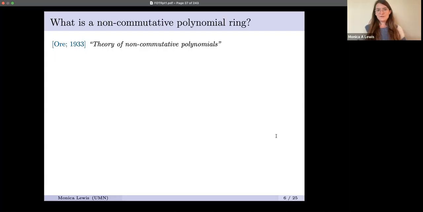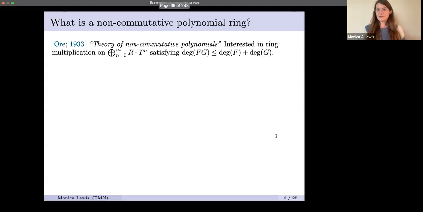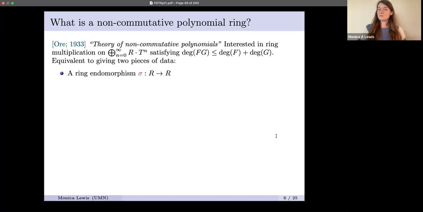So Ore, in his paper, Theory of Non-Commutative Polynomials, showed that if you want to put a multiplication on that free module that satisfies a very reasonable requirement on degrees of products, it is equivalent to specify two pieces of data. The first piece of data is a ring endomorphism on R. And the second piece of data is what's called a sigma derivation on R. So if you know the definition of standard derivation, this is just that, but with a twist by sigma. If you don't, then I'll state explicitly what it is.